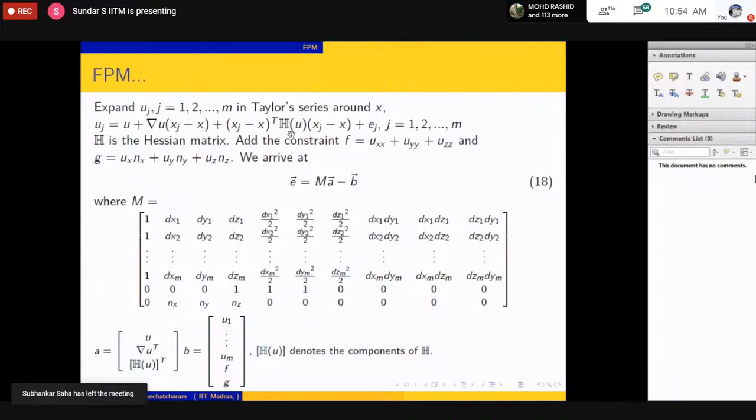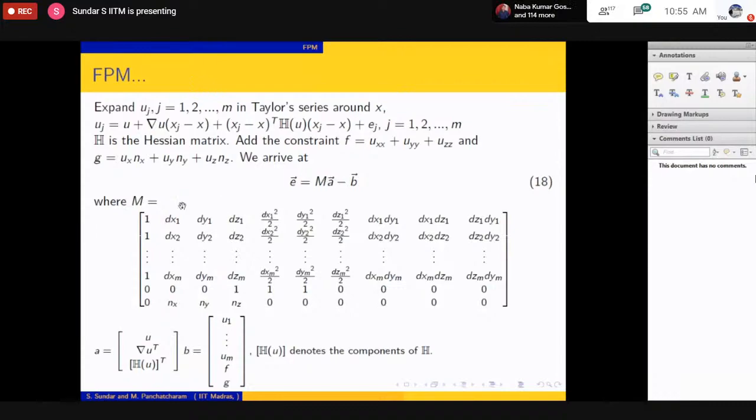Now if you look at how many I need, I need U, I need Ux, I need Uy, I need Uz, I need Uxx, Uyy, Uzz, Uxy, Uyz. So I need in total about 3 plus 3 plus 6 plus 2. Basically, I need 8 derivatives. I need 8 derivatives to be approximated. So that's what I do.